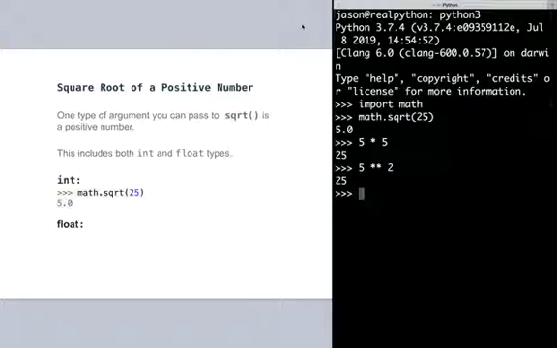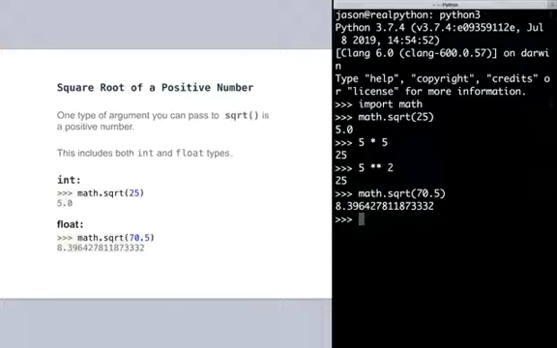So for example, when we try a float, let's take the square root of 70.5. Here we can see it's a pretty long number. We wouldn't want to type all that in, so instead, let's assign it to a variable. And now, rather than typing all that in twice, we can use our newly discovered syntax and do x squared. That gives us 70.5, and that checks out.